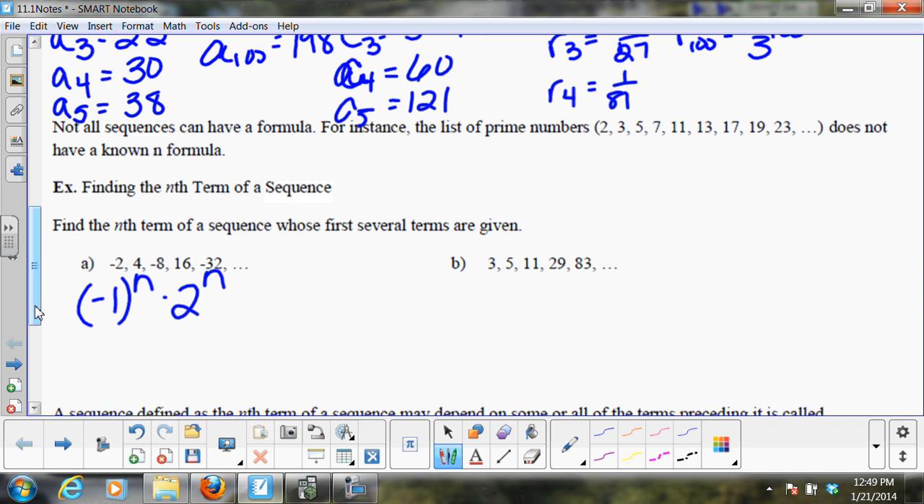For this next one, it is going up. That's 3 to the first, add 2. This one's 3 squared, add 2. This is 3 cubed, add 2. So our formula would be 3 to the n minus 1, because we have to get that beginning 3 in there, and then add 2.